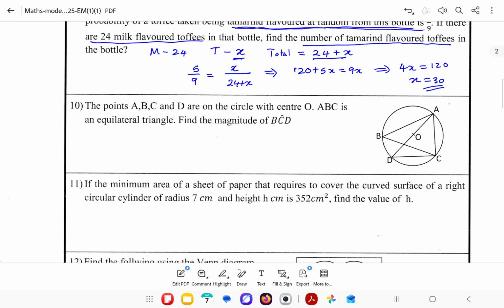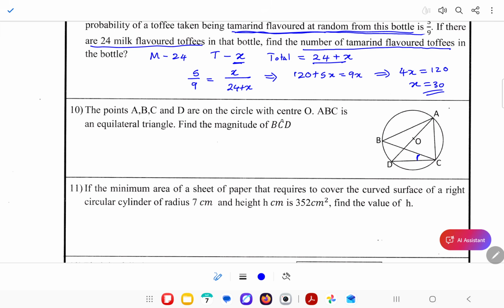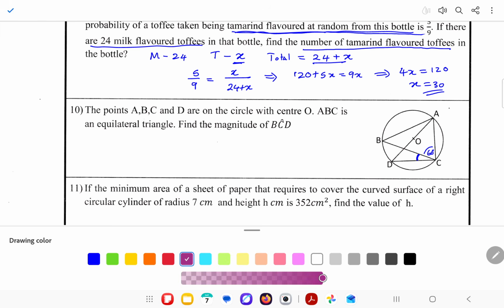Points A, B, C, D are on the circle with center O. ABC is an equilateral triangle. Find the magnitude of BCD. So this angle, we need to find this angle. We are given ABC is an equilateral triangle. So this angle we know is 60. And center is O. So AD is a diameter. So that means this big angle is 90.